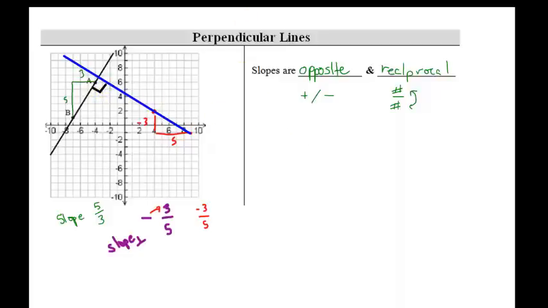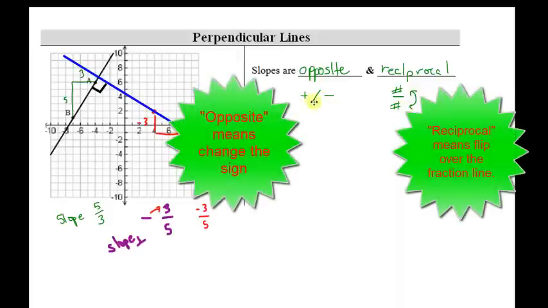Now let me review those steps one more time. To do a perpendicular line, you have to take the slope and find its opposite reciprocal. That means I'm going to do 2 things. I'm going to change the sign and flip it over the line. Change the sign, flip it over the line. Let's say change the sign, cross the line.